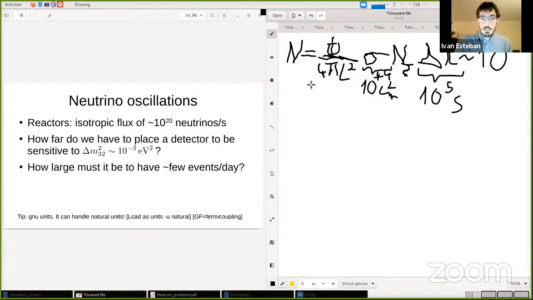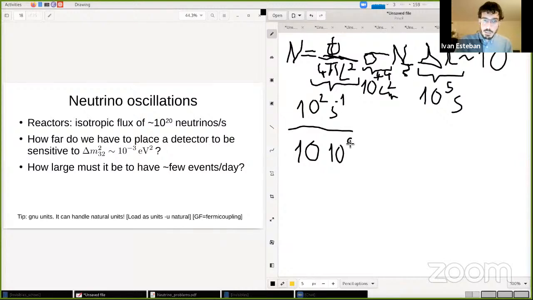This phi over 4 pi L squared will be the flux, which is 10 to the 20 seconds to the minus 1, divided by 4 pi. 4 pi for a physicist is 10. So this is a factor of 10 times the distance that we said was of order of 1 kilometer. So this is 10 to the 5 centimeters squared.